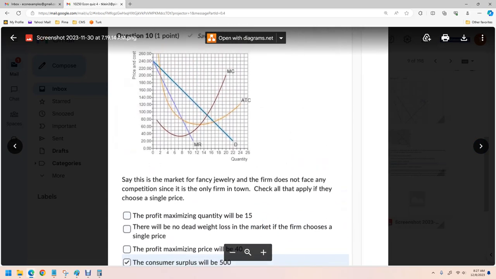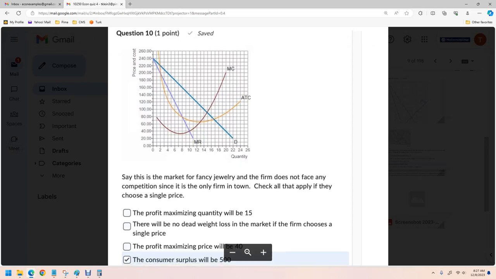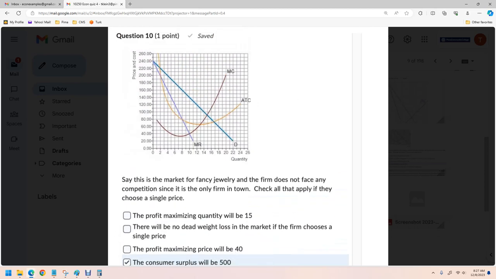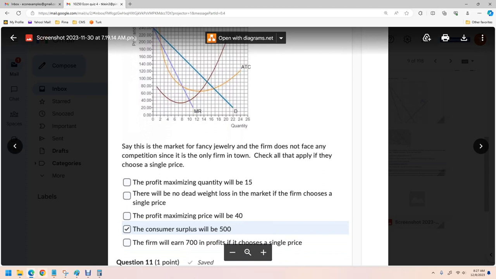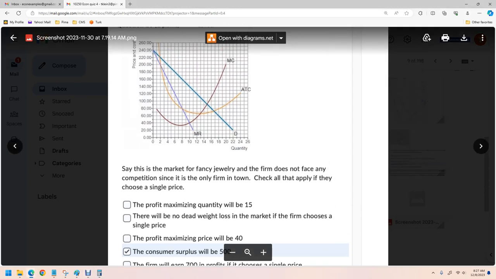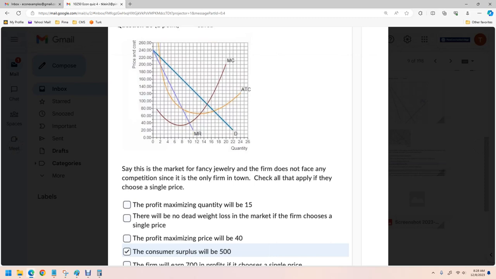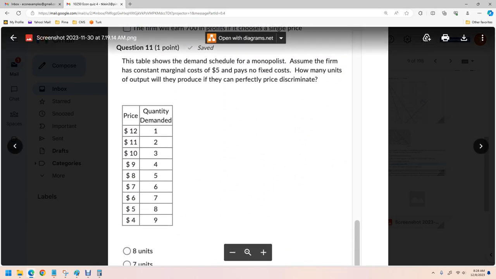Okay, this one, fancy jewelry. Again, profit maximize, MR equals MC. Mark it up to 140, and just go through and answer the question. There will be deadweight loss. Profit maximizing price is 140. Consumer surplus would be 100 on 10 units. This is much bigger. 100 times 10, and then half of that, 500. You got that right. And then $700 in profit. So go to here, 70 up to 140. That's actually right. Marginal cost, no fixed costs.